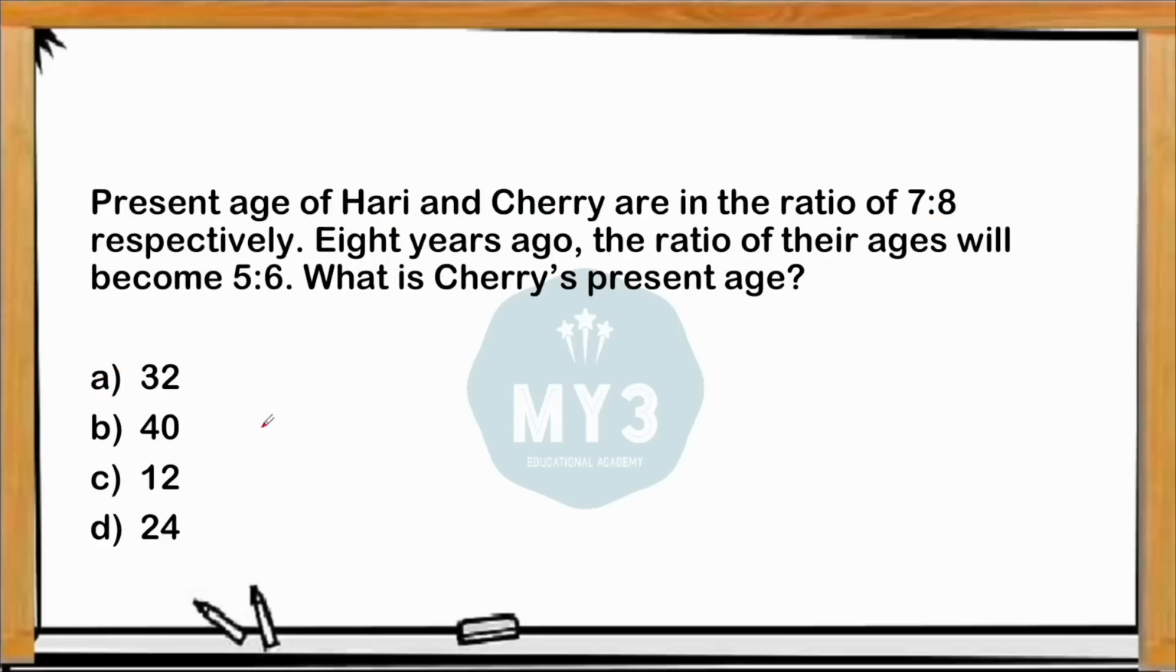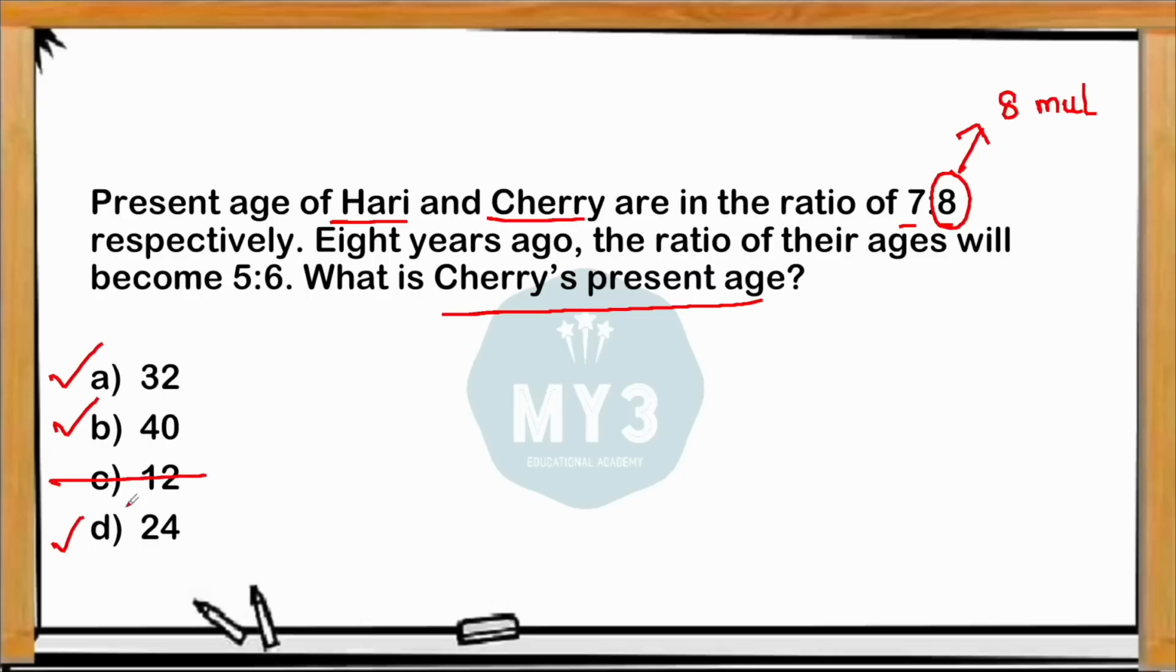What is the other approach of solving the same question? Here they are asking Cherry's present age. If you observe, Hari and Cherry are in the ratio of 7 is to 8. That means Cherry's age is definitely an 8 multiplier. Look at the options, which numbers are in the 8th table, you can just observe. Only option C is eliminated using that.